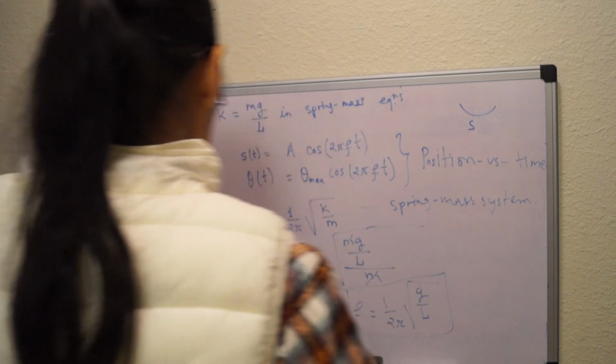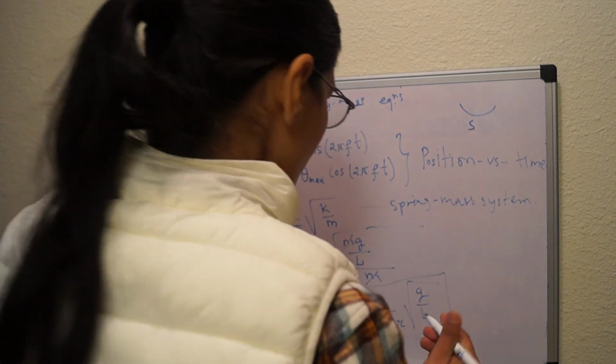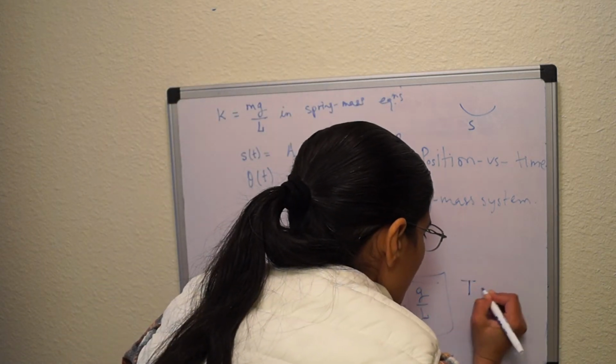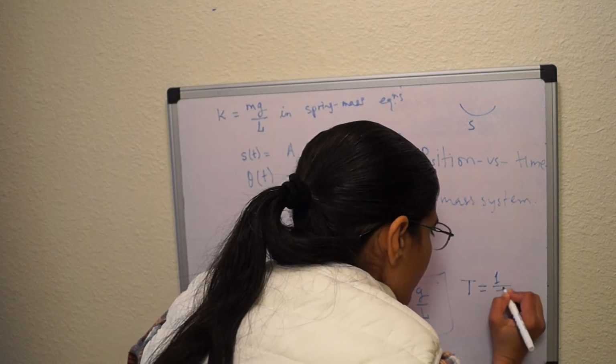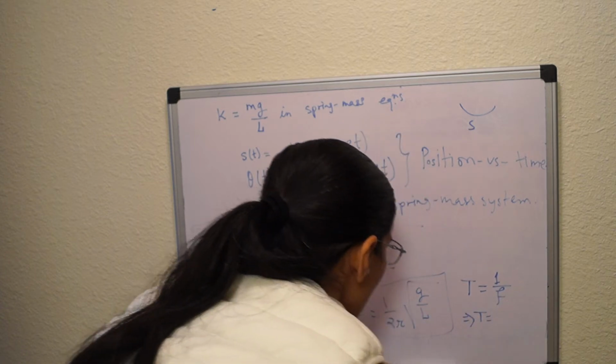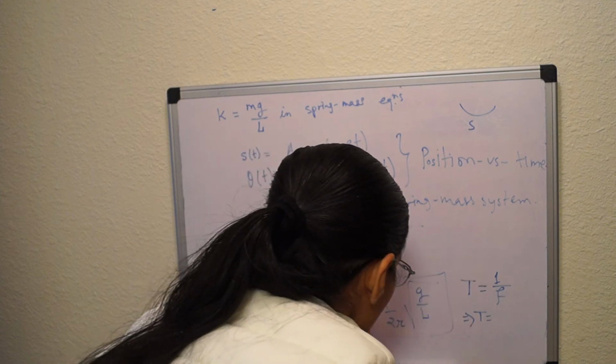All right, so that is about this. So now if we have this f, we can also find the equation for time, right? Time period T equal to what? 1 over f. If we do that, what do we get here? So T equal to what? Inverse of this. So you just make everything inverse, right?